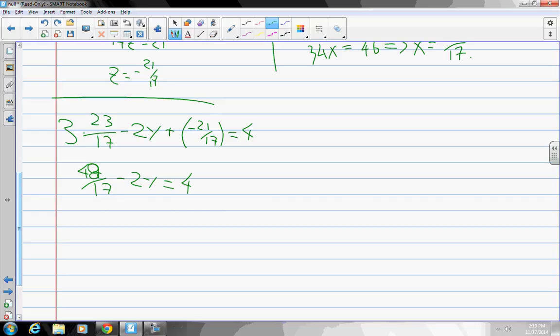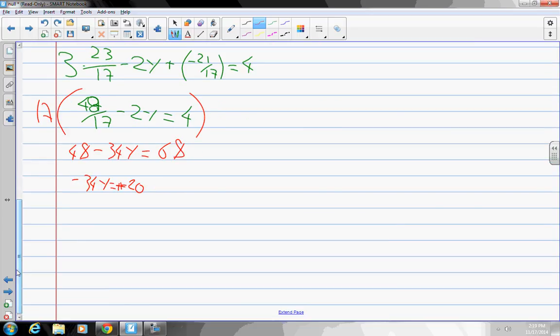To make it easier, just multiply everything by 17. So this is 48 minus 34y equals, whatever that is, 68? Yeah. So you get rid of all the fractions, subtract, negative 34y equals negative 20, no, positive 20, right? And then divide by negative 34, y equals negative 10/17. And that's it.